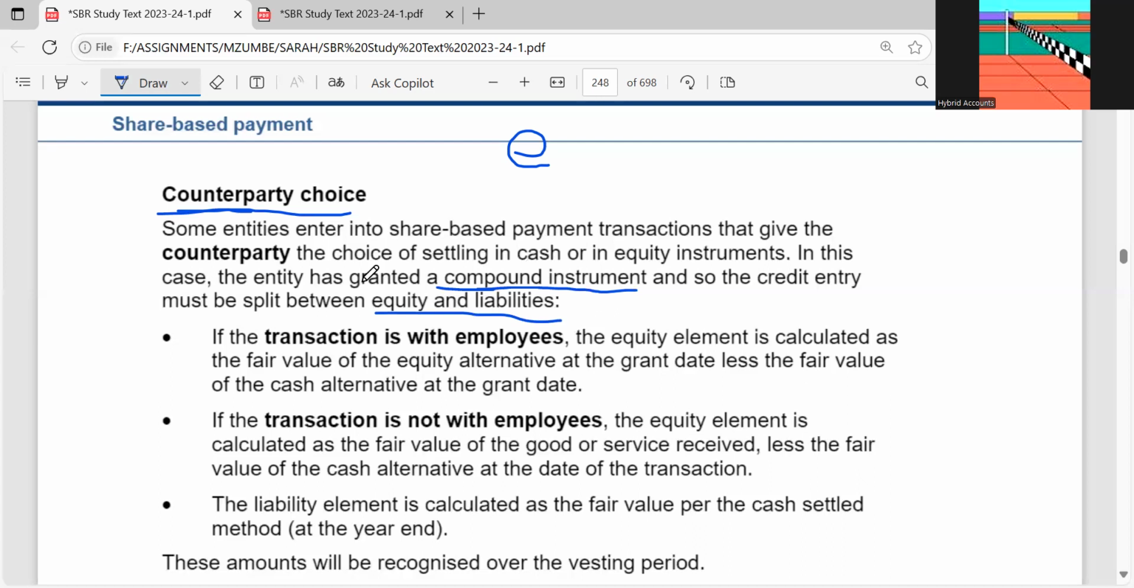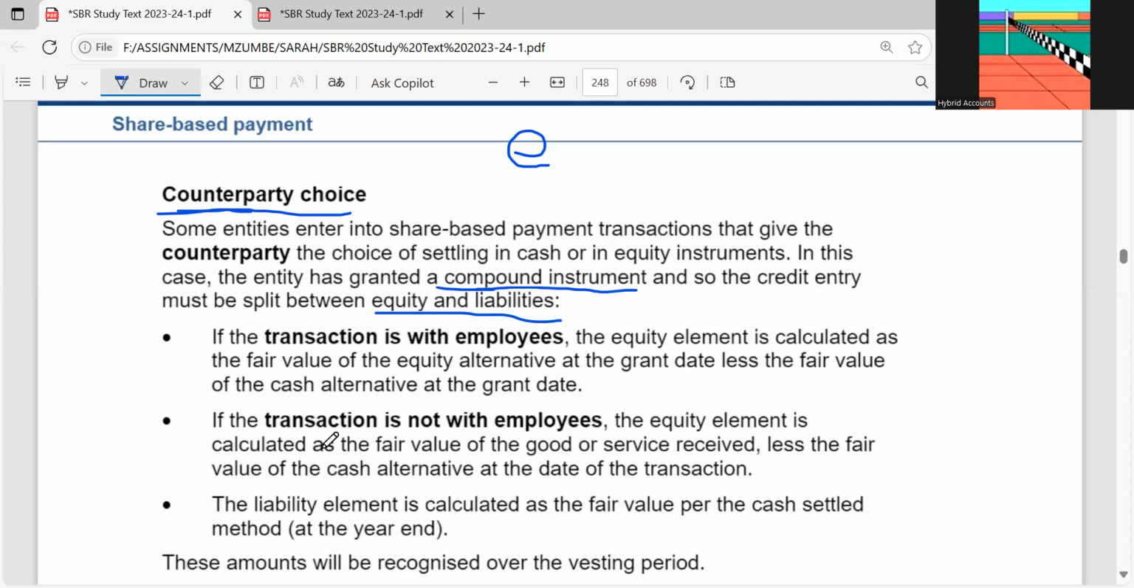Now, you look further. In case the transaction is with the employees, the equity element is calculated at the fair value of the equity alternative at the grant date, less the fair value of the cash alternative at the grant date. So that's what you do. In case it is with the employees, take the fair value of the equity alternative at the grant date, less the fair value of the cash alternative at the grant date.